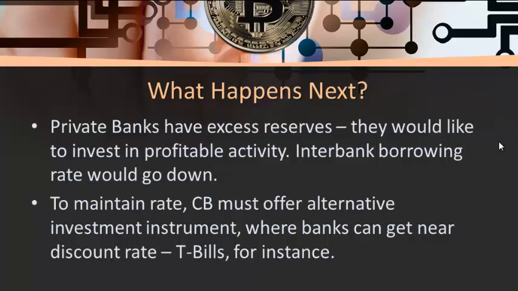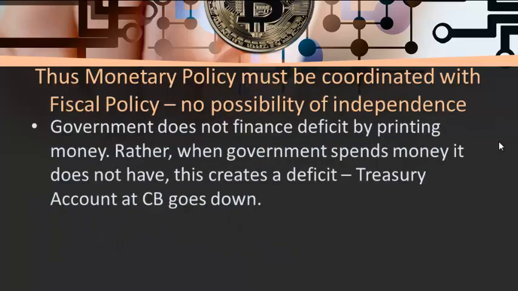So this is called a mop-up operation. They mop up this money by selling T-bills, acquiring cash, and in the meanwhile the private banks get the T-bills instead of cash. So this means that the monetary policy has to be coordinated with the fiscal. When the fiscal policy creates excess liquidity, then the central bank has to mop up the excess liquidity in order to keep the interest rate at the policy target level.